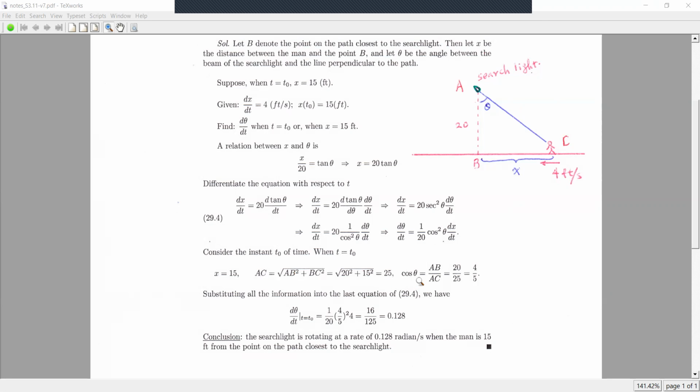Recall that cosine of theta is equal to the adjacent side over the hypotenuse. So cosine of theta is AB over AC. AB is 20. AC at t0 is 25. Therefore, at t0, cosine of theta is 4 over 5.